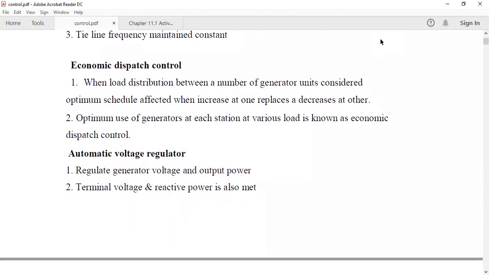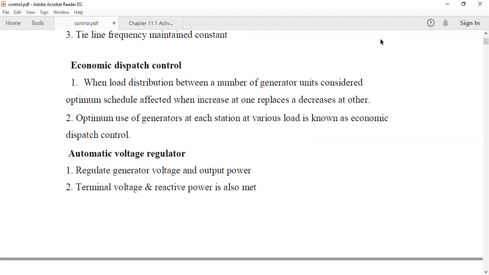Automatic voltage regulator is a kind of regulator which will control the voltage by controlling the excitation of the alternator. It regulates generator voltage and output power. The terminal voltage and reactive power are also controlled.